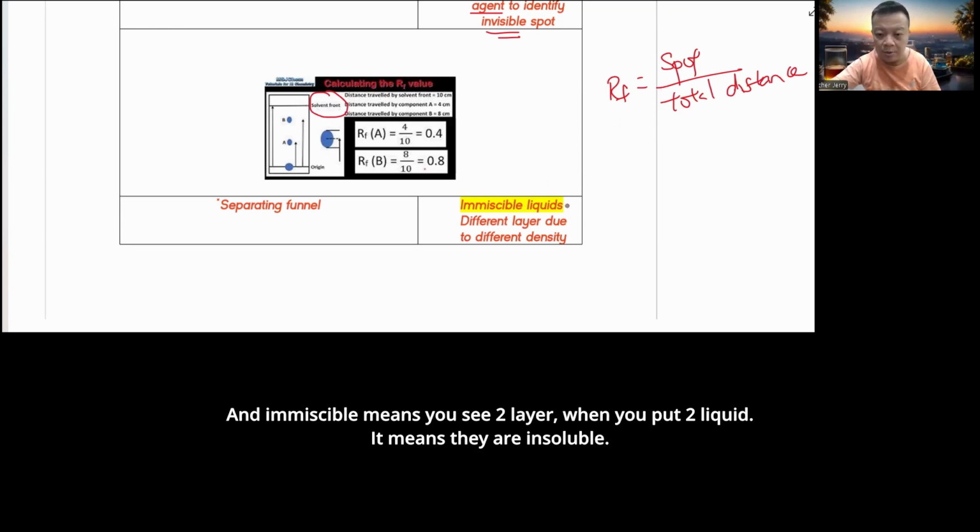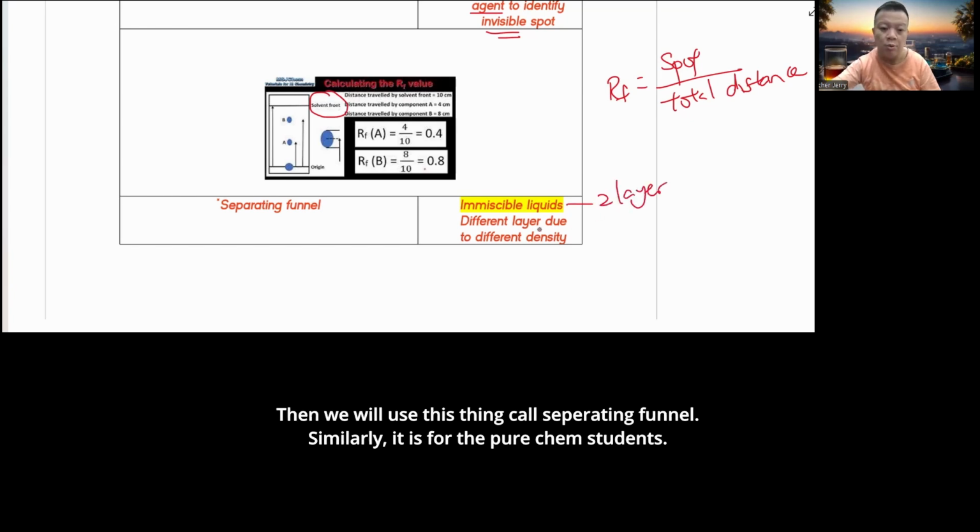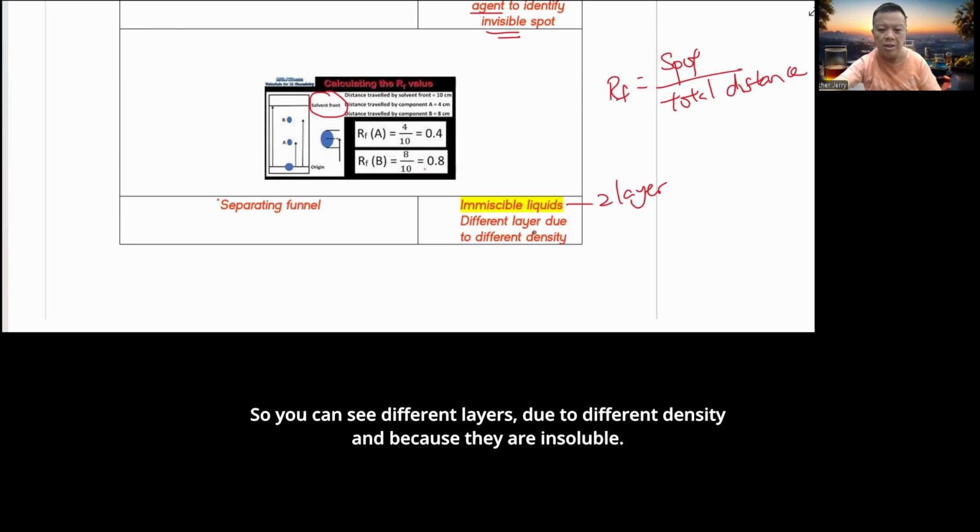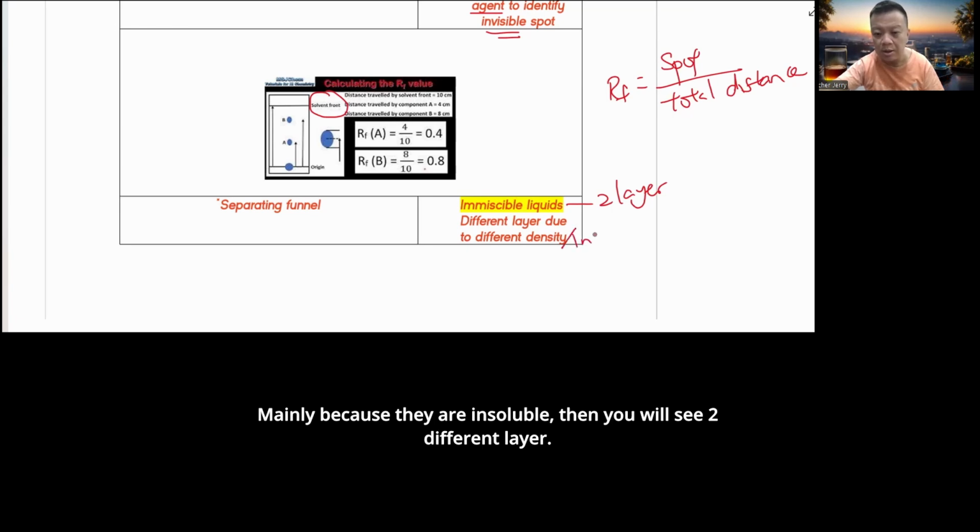And immiscible means you'll see two layers. When you put two liquids together and they're insoluble, then we will use this thing called a separating funnel. Similarly, it is for the pure chem students. So you will see different layers due to different density, but mainly it's because they're insoluble. Then you will see two different layers.